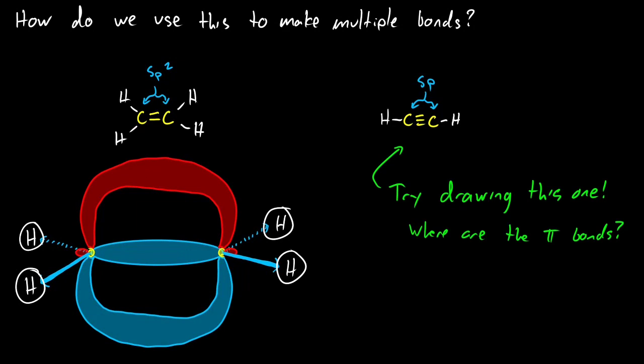Practice this to see if you understand. Try taking our picture that we drew for the sp atoms in the previous slide and drawing the triple bonding domain between the two carbons by using those things as building blocks. Pay particular attention to where the pi bonds are. Pause the video here and take a moment to do this, then we'll come back and check our work together.